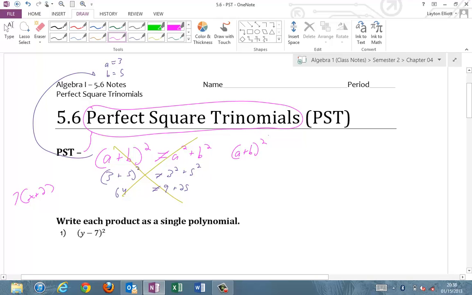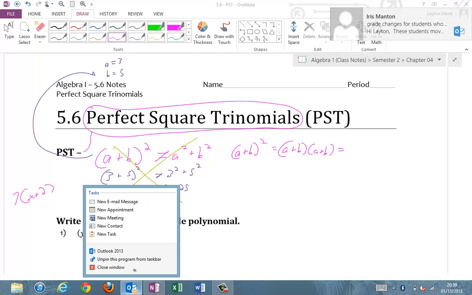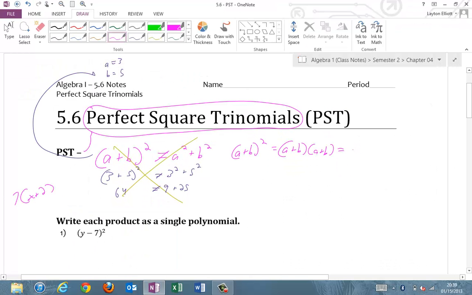We square a plus b by saying that's the same thing as a plus b times a plus b. And since it's a plus b times a plus b, that is now going to be a squared plus ab plus ab plus b squared. We're going to get in the habit of combining those middle terms on the fly without writing it a second time, and going directly to a squared plus 2ab plus b squared.